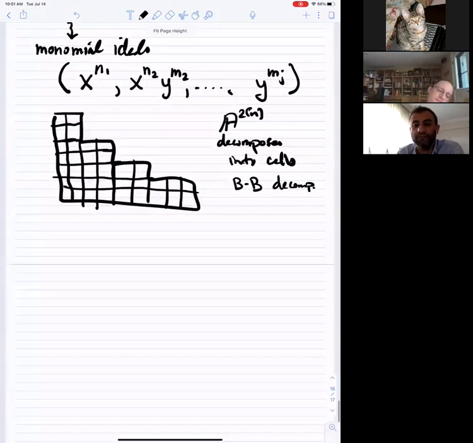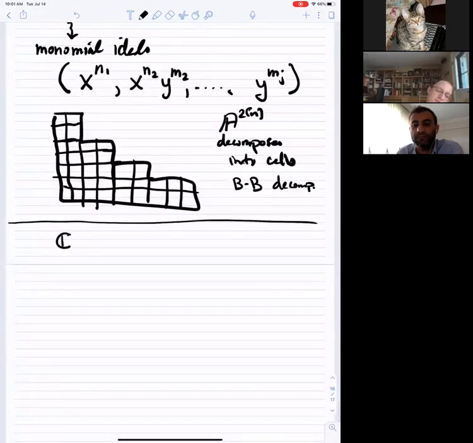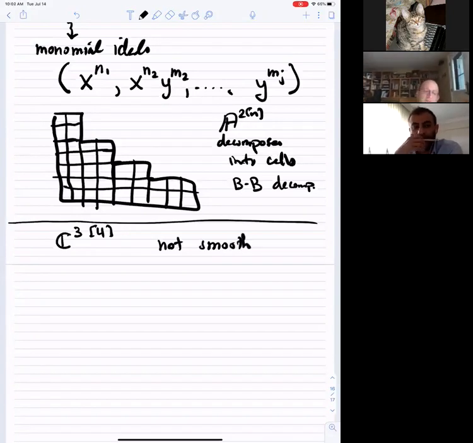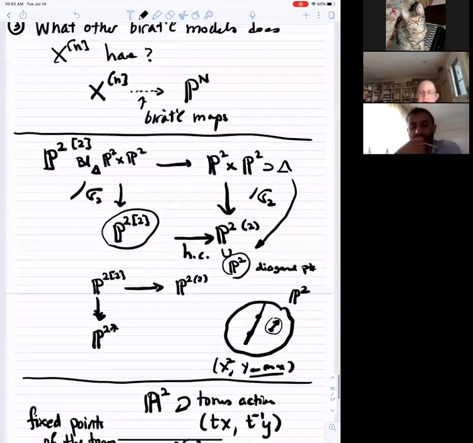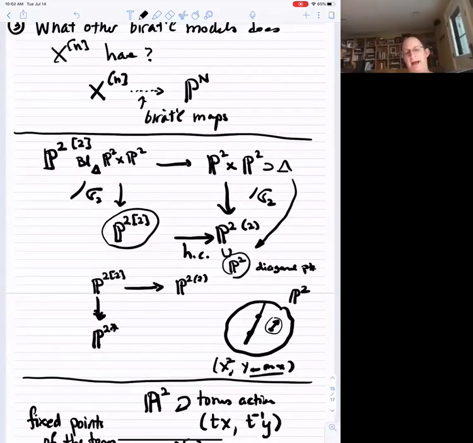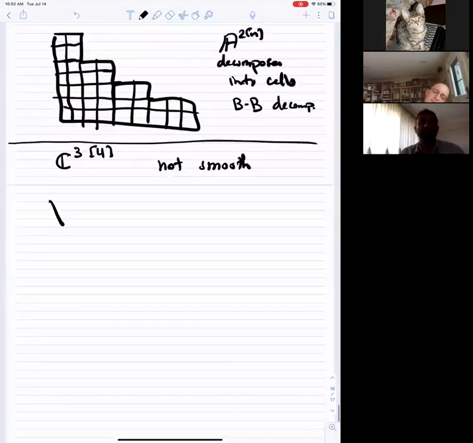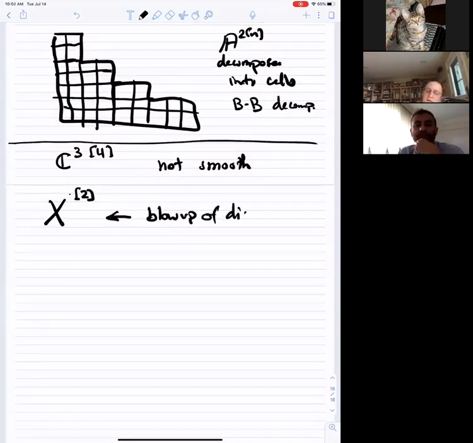If you look at even the Hilbert scheme of 4 points on C3, this is not smooth. It turns out that if you take 3 points or 2 points, it's always smooth. And for 2 points, I just did this diagram for P2 here, but you could replace it with any X, of any dimension. Then you can view this as the blow up of the diagonal in the symmetric product. So it is a resolution of singularities in that case, and it's smooth.